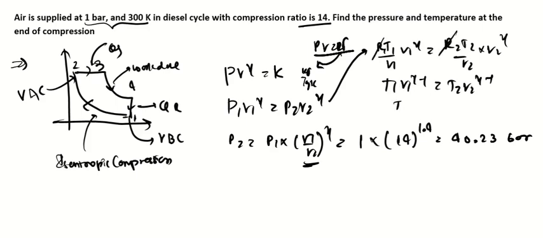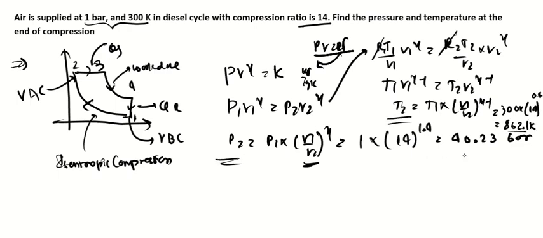So again you have T2 as T1 into (V1 by V2) to the power gamma minus 1, and T1 is 300 as given in the question. V1 by V2 again is the compression ratio, which is 14, to the power gamma minus 1, which is 0.4. So 14 to the power 0.4 into 300 becomes 862.1 Kelvin. This is our T2, the temperature after compression, and P2 is the pressure after compression. So this was a very easy question.